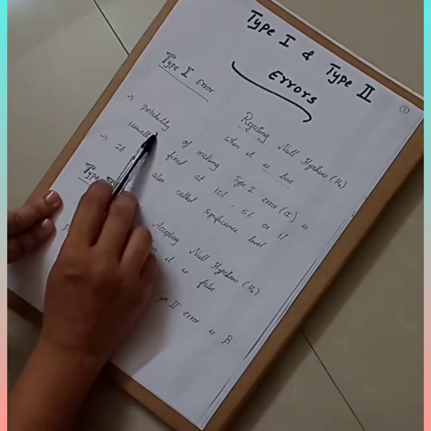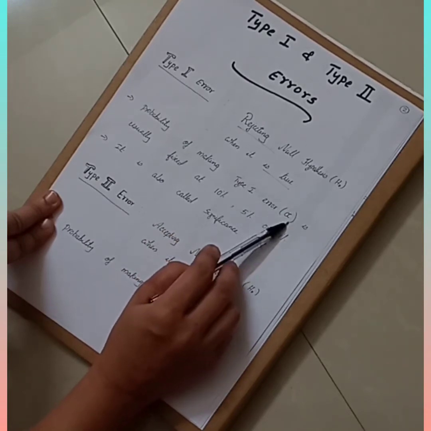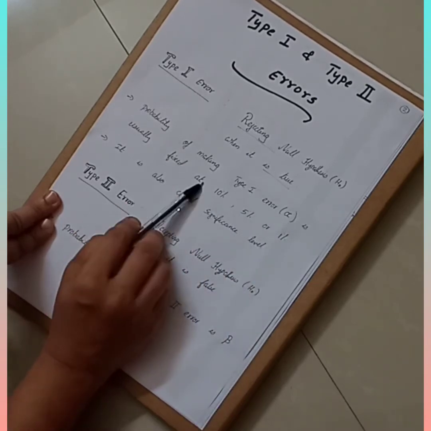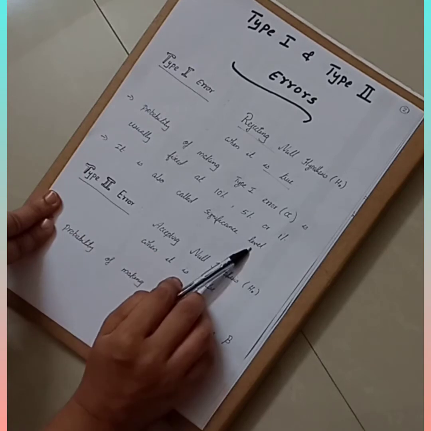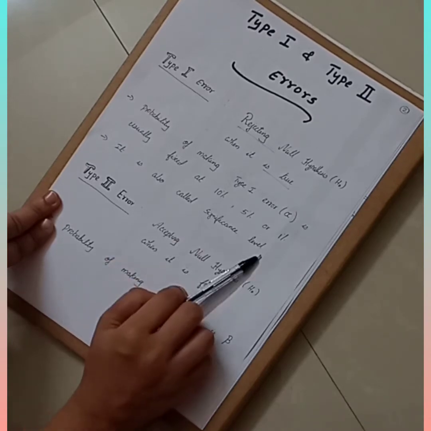Okay, so here the probability of making a type 1 error is alpha. We represent the type 1 error probability as alpha, and it is usually fixed at 10%, 5% and 1%. So this is also called the significance level. So here alpha is called the level of significance or significance level, right?